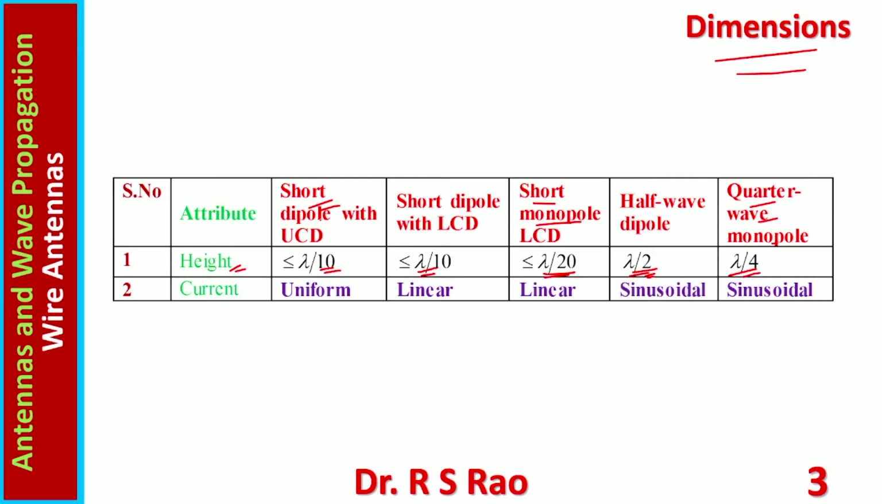Of course, short dipole with UCD, uniform current distribution, carries uniform current, same current all along its length. Short dipole with linear current distribution carries current that varies in linear fashion along its length. Short monopole also carries current that varies in a linear manner. Half-wave dipole carries current that varies in sinusoidal manner. Quarter-wave monopole too has the same current distribution, that is sinusoidal.